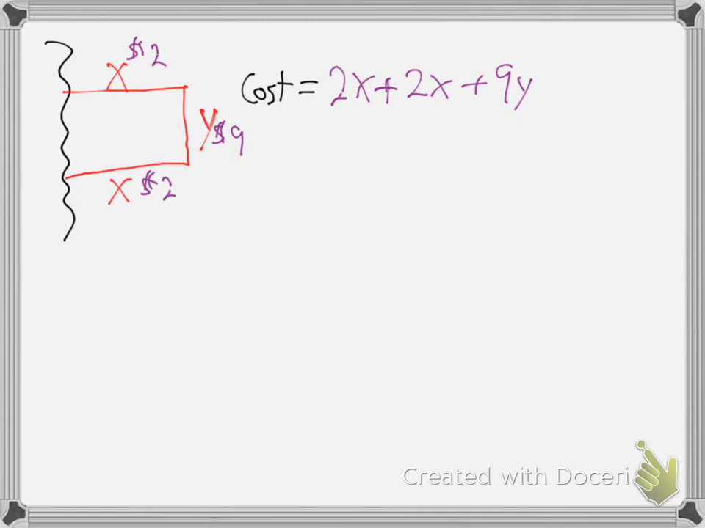Right? Because on the top you do x feet of fencing times $2 per foot, and on the bottom you do x feet of fencing times $2 per foot, and then on the right side 9 feet of fencing times y. You get the idea, do you? It's x feet times $2 per foot, x feet times $2 per foot, y feet times $9 per foot. Plus, now we do need the 4 corner posts, 4 of those at $35 each.